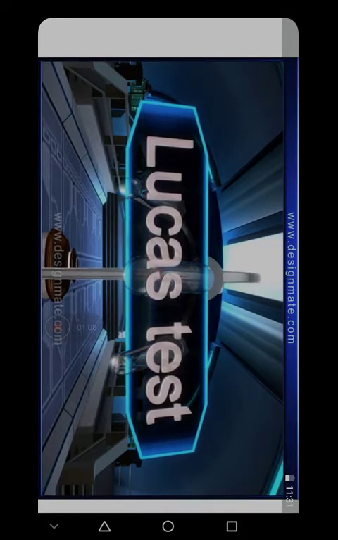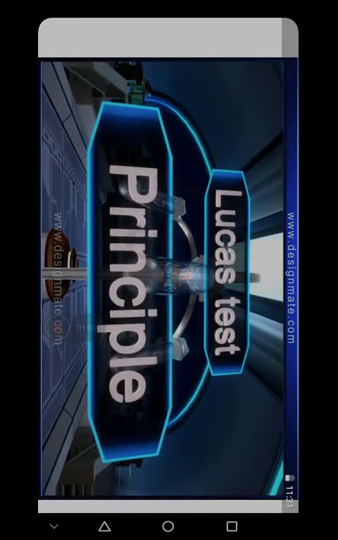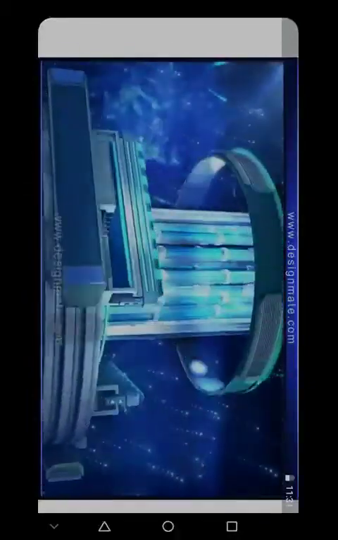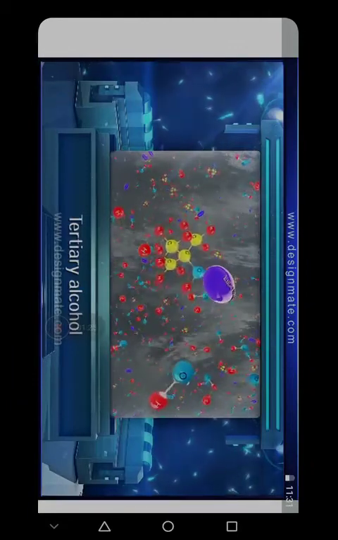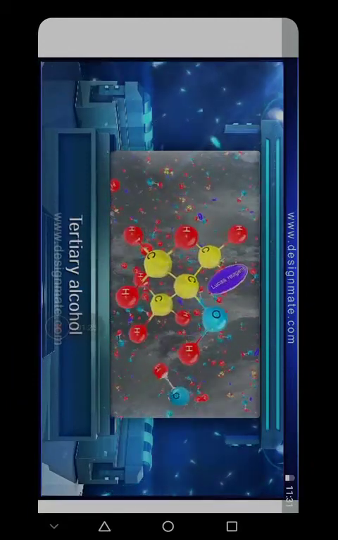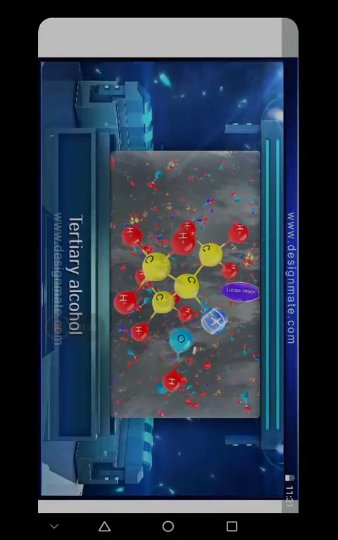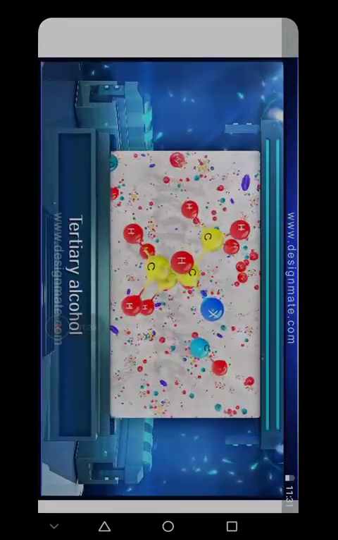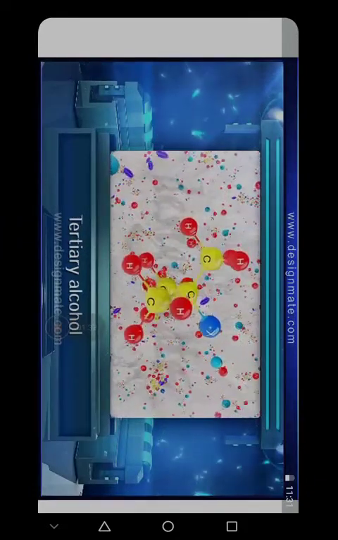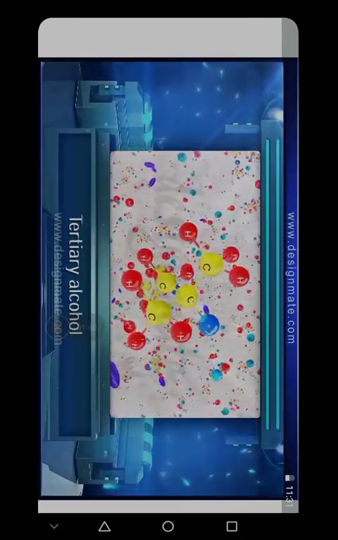Let us first discuss the principle behind the test. The Lucas reagent reacts with aqueous solution of an alcohol and replaces its hydroxyl group with a halogen group, thus forming an alkyl halide. This alkyl halide is insoluble in the medium and hence turns the solution turbid.